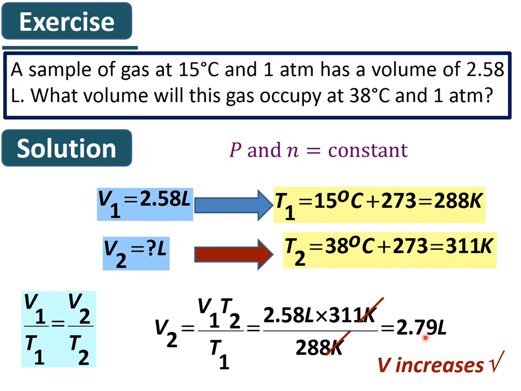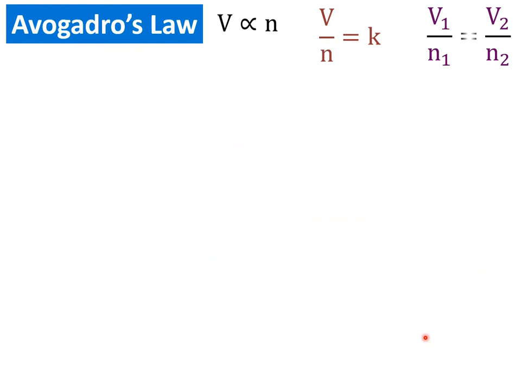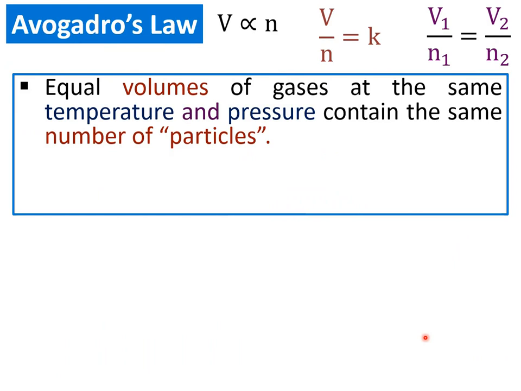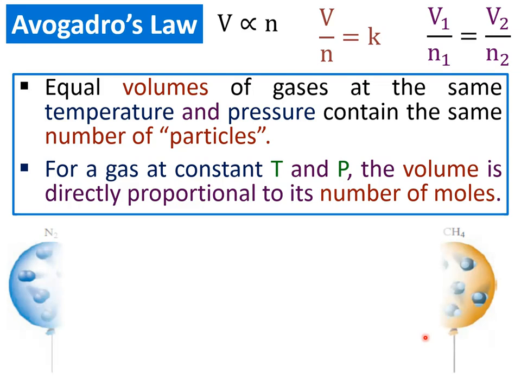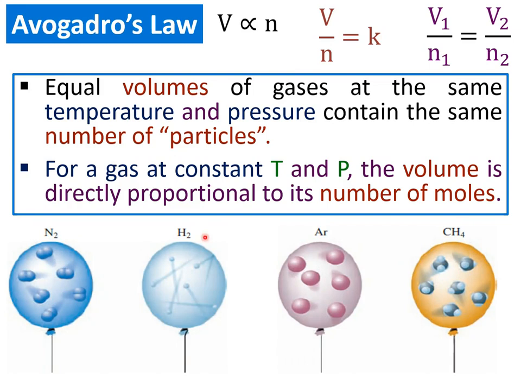Avogadro's law: the volume of a given amount of a gas is proportional to the number of moles at constant temperature and constant pressure. And one of the statements of this law is: equal volumes of gases at the same temperature and pressure contain the same number of particles, or for a gas at a constant T and P, the volume is directly proportional to the number of moles. Regardless of the identity of the gas, this rule applies. If the gases have the same number of moles, they will occupy the same volume regardless of the identity of the gas.